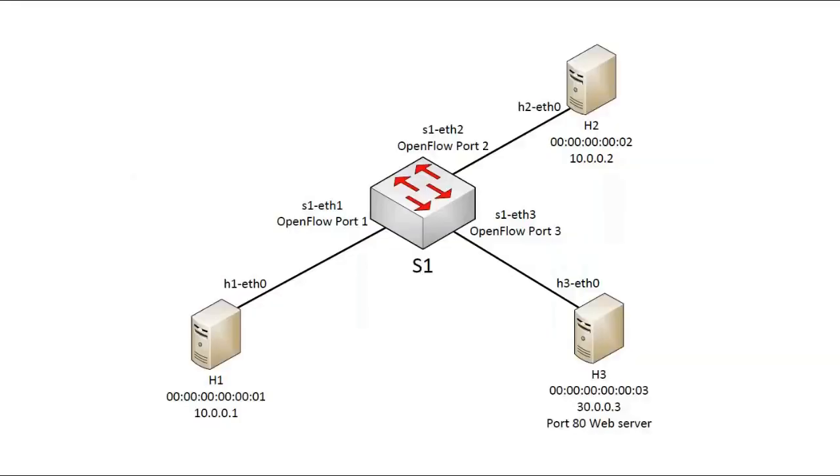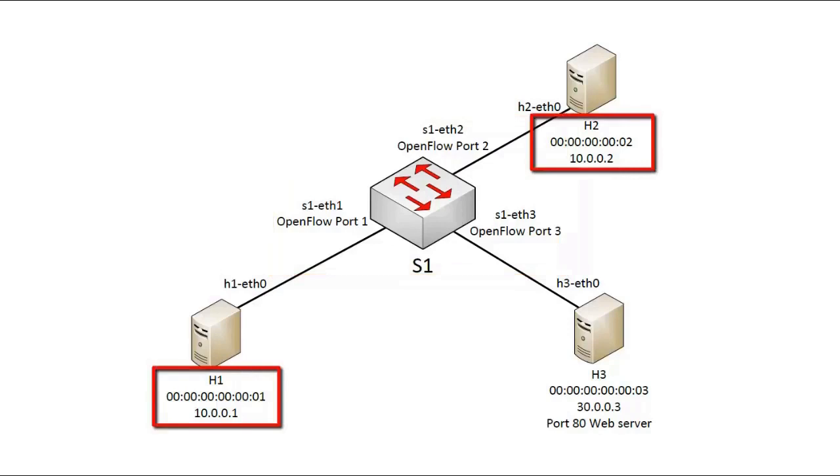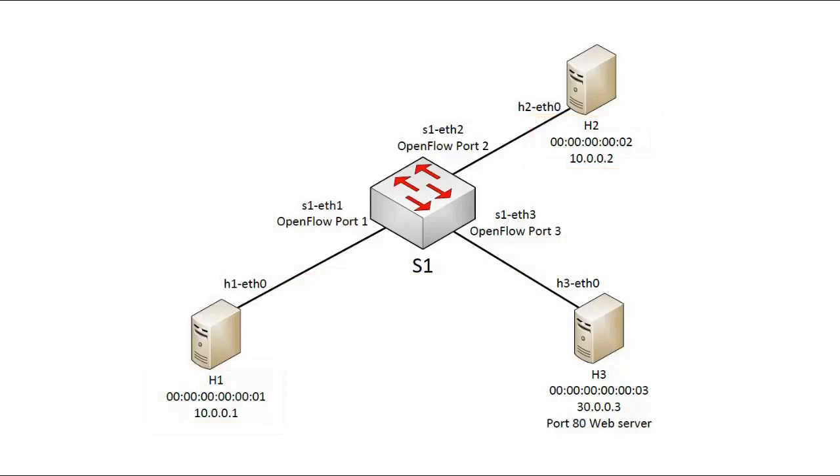This diagram shows the topology for this video using Mininet network emulation. The OpenFlow switch is S1 and is Open vSwitch. H1 and H2 have IPs 10.0.0.1 and 10.0.0.2, so they are in the same subnet. H3 is in a separate subnet with IP 30.0.0.3.